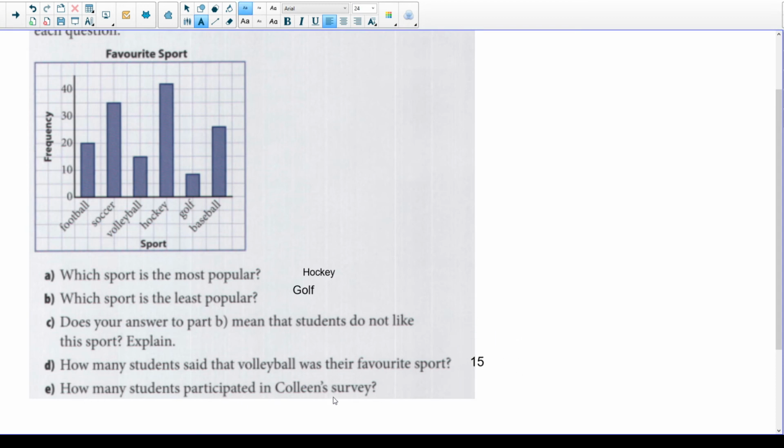And how many students participated in Colleen's survey overall? So to figure that out, we'd have to add up all of the numbers in the chart. So what is the height of each one of the bars? So we've got 20, and we've got 35, and we've got 15, and for the hockey bar is somewhere between 40 and 45.